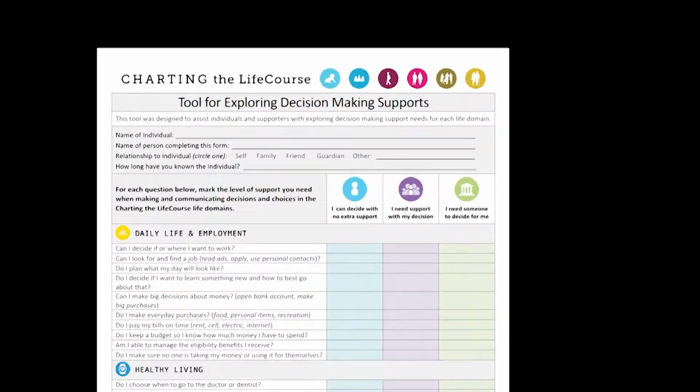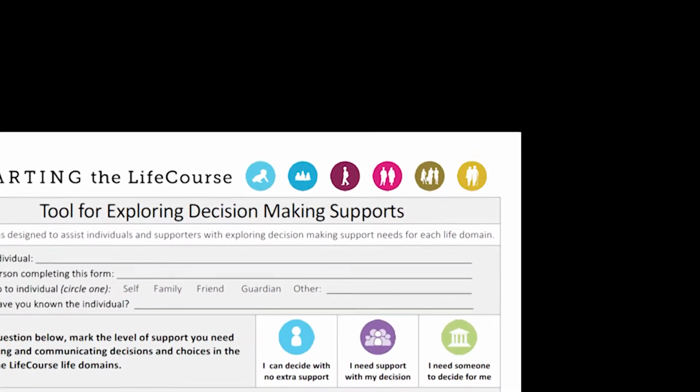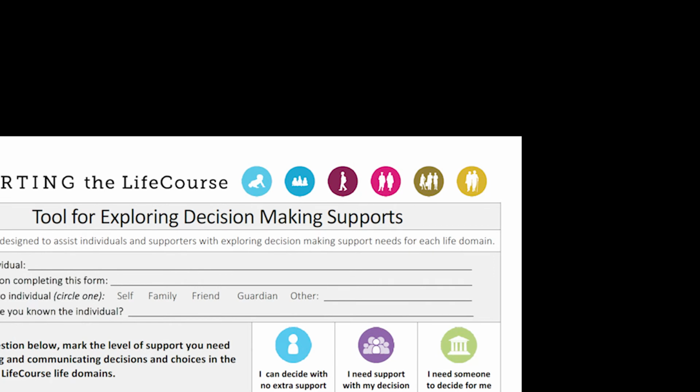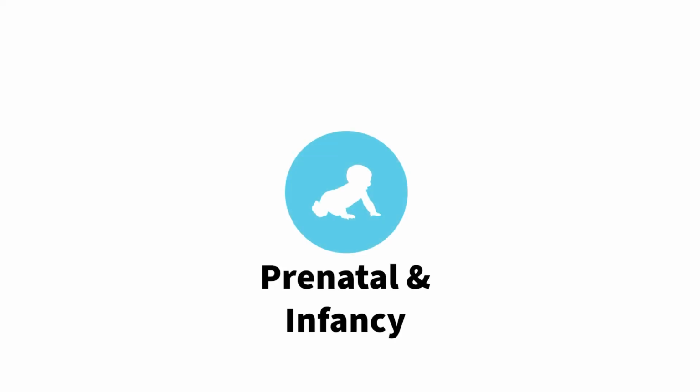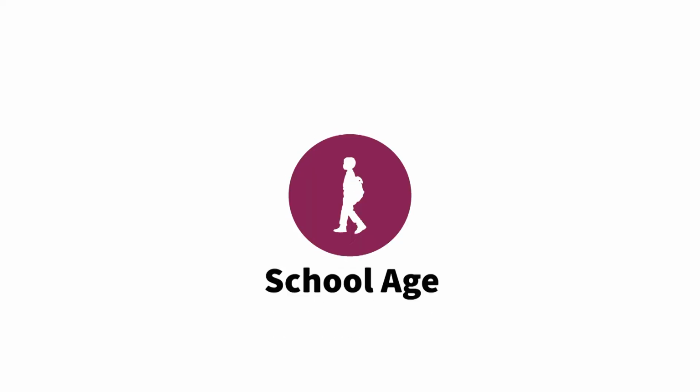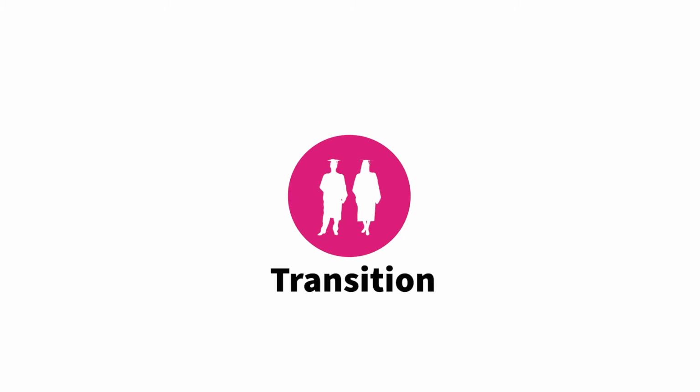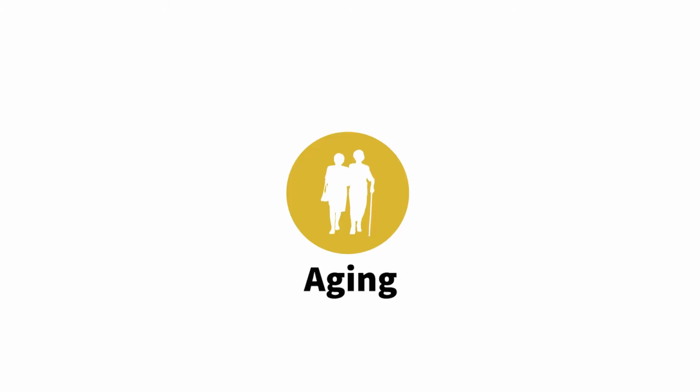The tool for exploring decision-making supports identifies the life areas where a person with a disability may or may not need support when making life decisions. The questions outlined in this tool allow you to creatively explore specific life domains that may pertain exclusively to the individual. You should use this tool to facilitate meaningful discussions about decision-making supports with the person-centered planning team and the person with a disability.